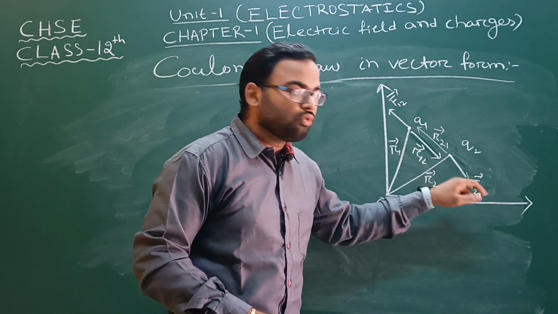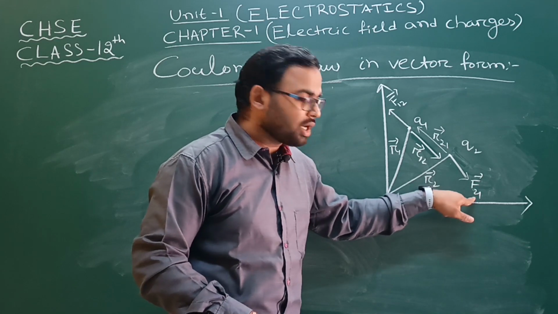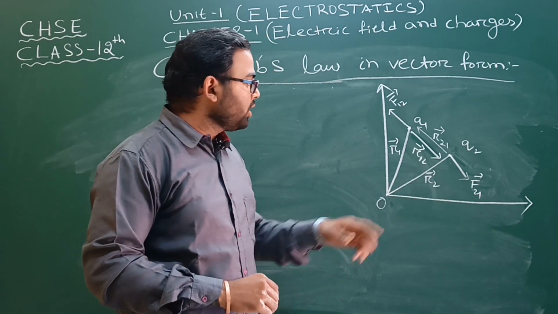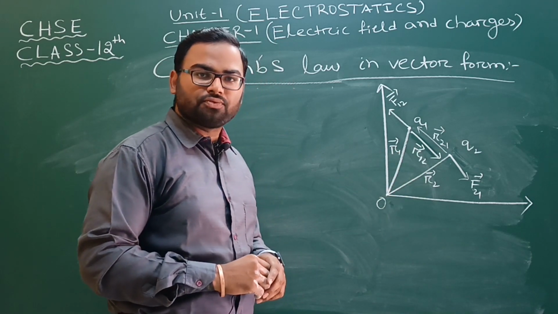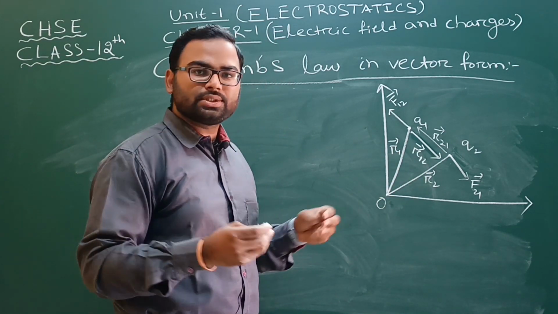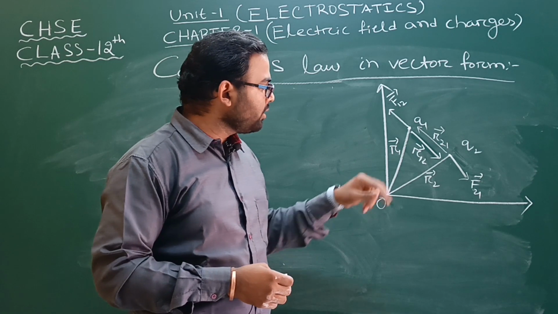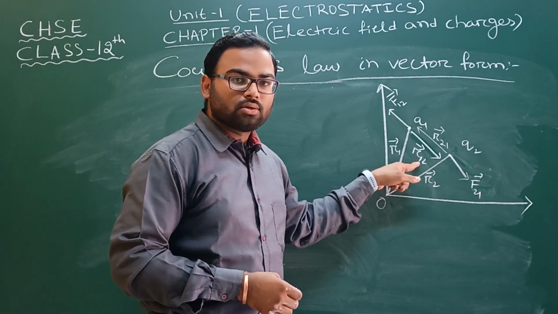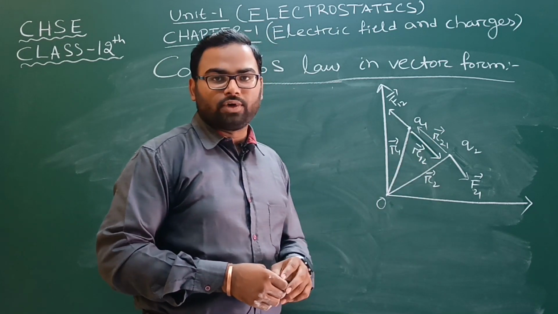Similarly, F21, force on charge 2 due to charge 1. If the two charges are experiencing some force, then they will displace. So we have taken two displacement vectors there, r12 vector and r21 vector.